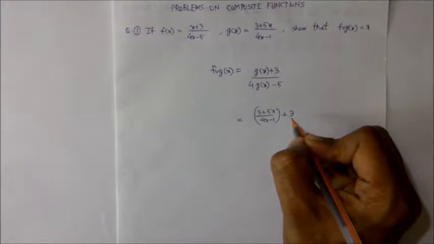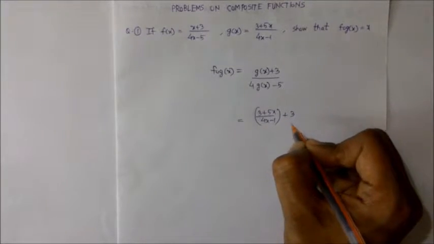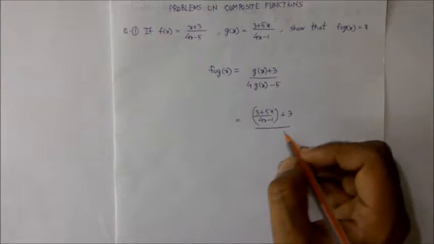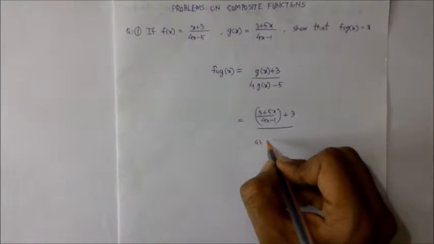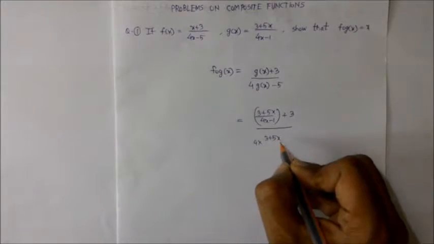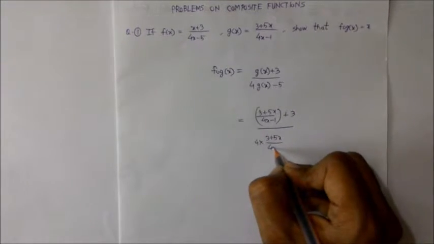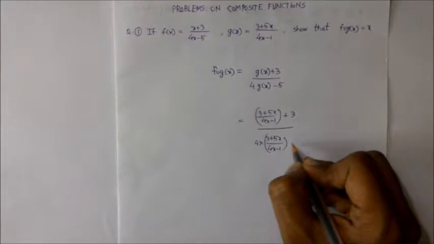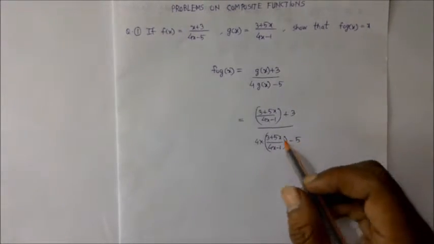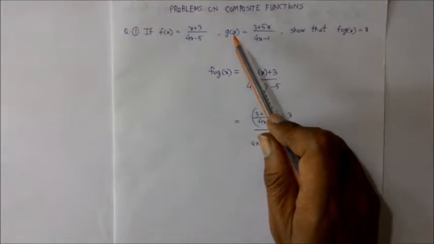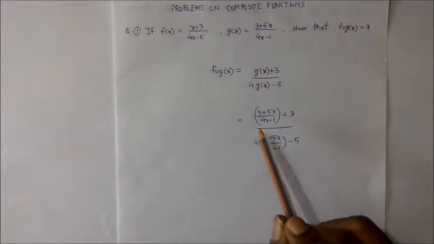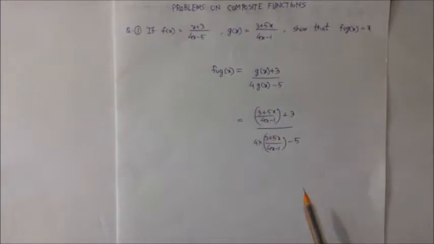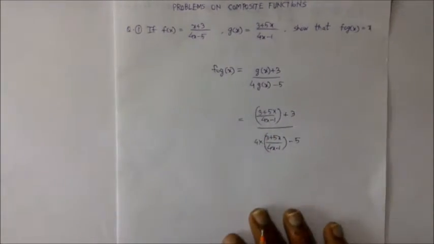plus 3, divided by 4 into (3 plus 5x) divided by (4x minus 1) minus 5. So I have written g of x instead of x in the definition of f of x, and I have substituted the value. Now we will simplify this.